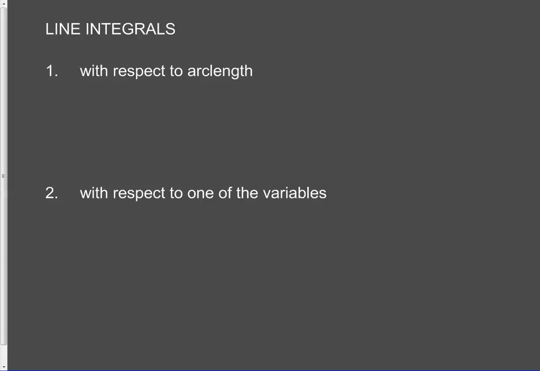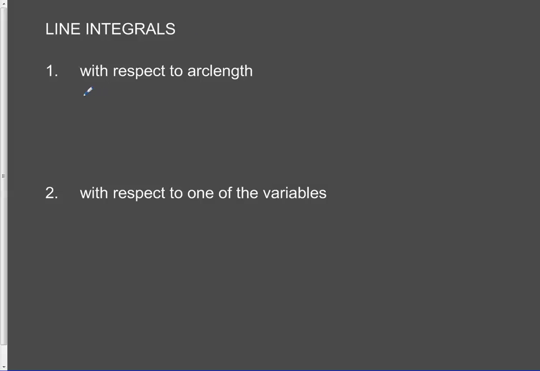So far I've discussed line integrals with respect to arc length, and I just want to mention that there is another version of line integrals that is sometimes used, and they get used more when we start talking about vector fields, which we're not up to yet. But I want to mention them now. So you can also do line integrals with respect to one of the variables, either x or y or z. So let me explain this.